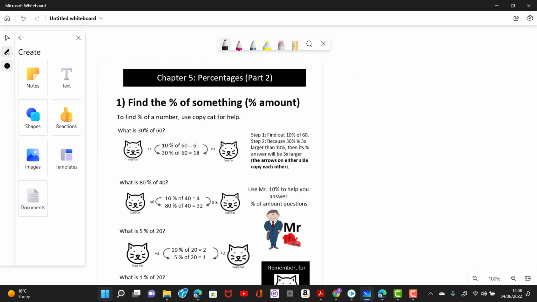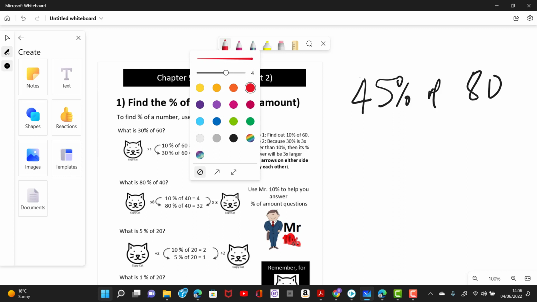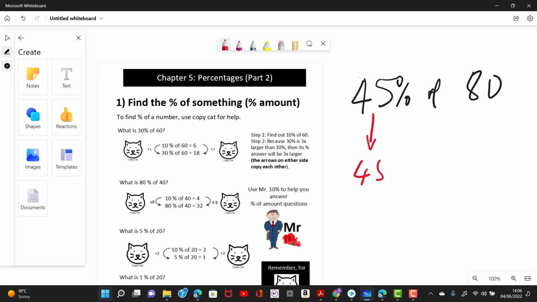Let's say you got 45% of 80. So put it over 100, because percent means over 100. Of means times, and 80 over 1. 80 divided by 1 is 80. Cross off the matching zeros. Okay, and I think that's the only matching zero. So you do 45 times 8 divided by 10.